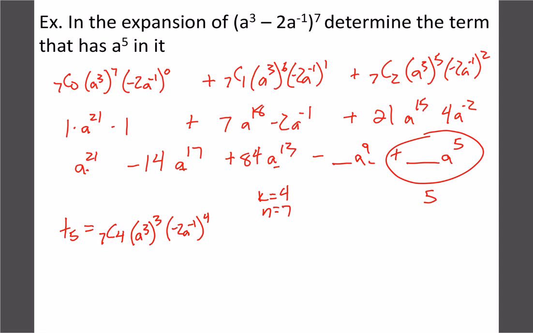So 7c4 is 35. That'll be a to the 9, and then negative 2 to the 4 would give us 2 to the power of 4 is 2 times 2 is 4, times 8 would be 16, so we'd have 16 a to the negative 4. So if we go 35 times 16, we get 560 a to the 5. And that's what it's asking, which term has the a to the 5. So it would be 560.